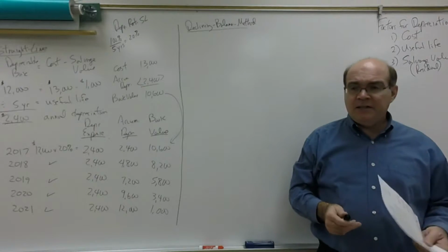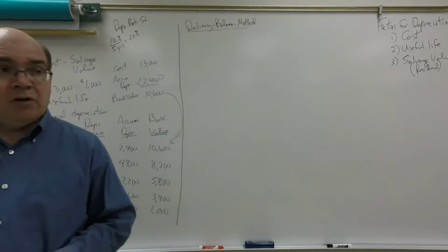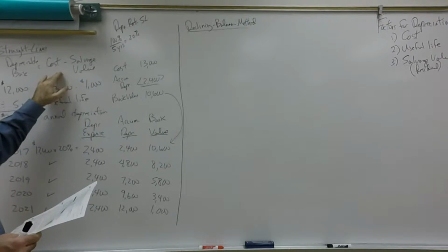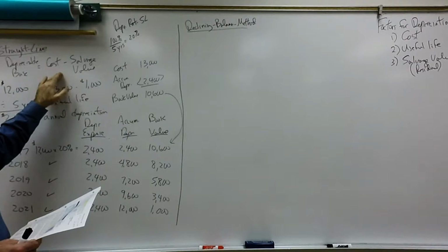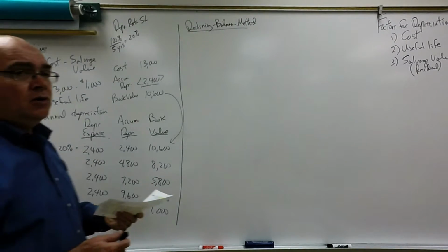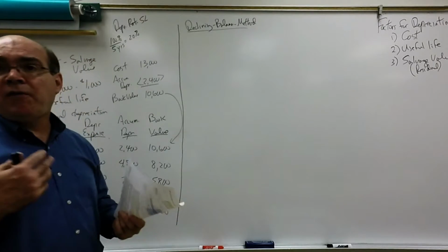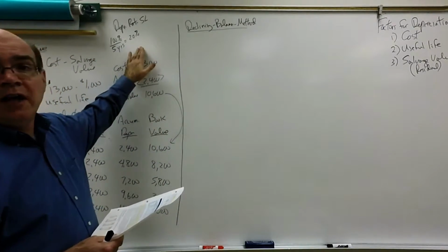In the declining balance, there's a couple things you're going to do differently. Okay? First off, you're not going to worry about the salvage value right now, because we're going to calculate the depreciation each period based upon book value. So we're going to ignore the salvage up front. The other thing is we have to apply some sort of a rate. And that rate's going to be driven probably off of our straight line.